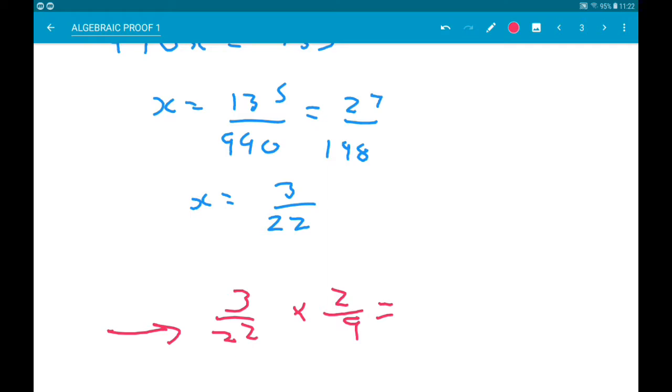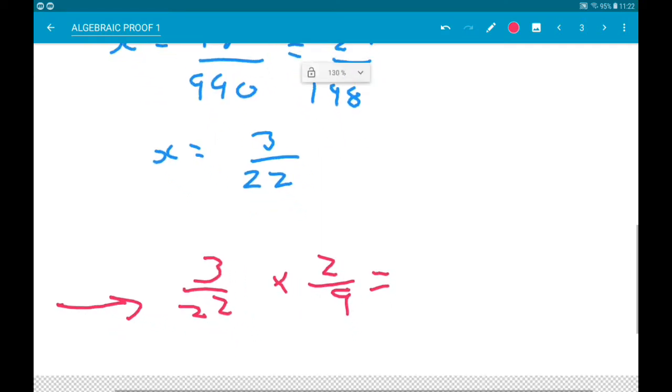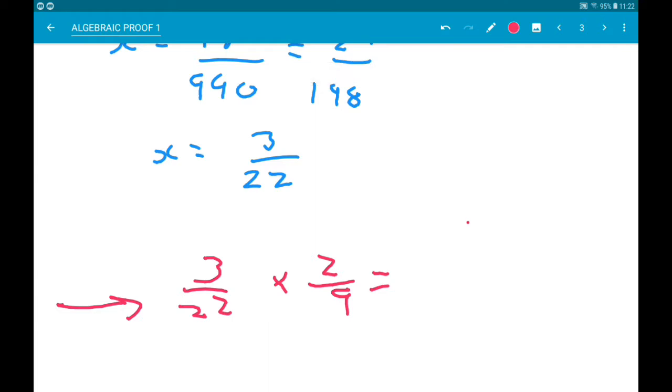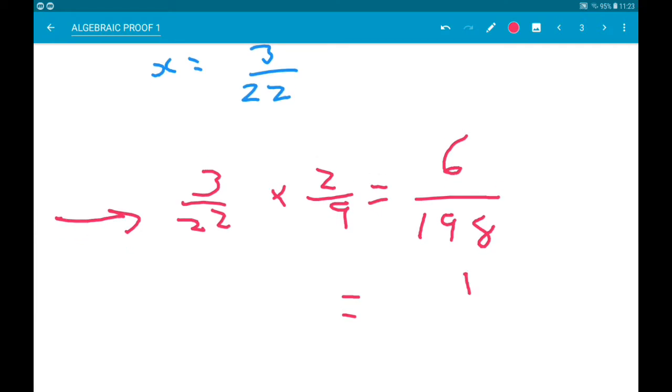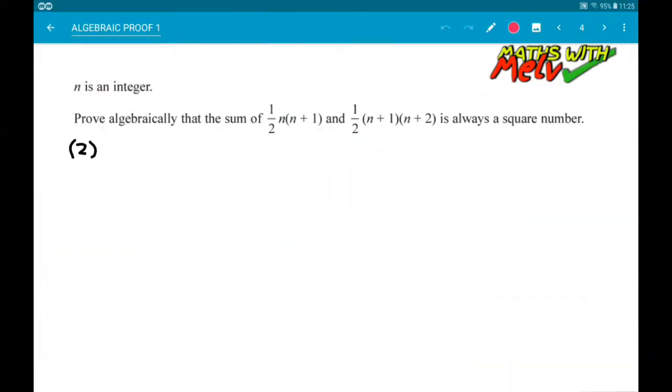So that's going to give us 6 on top. And on the bottom, 9 times 22 is 198. Now we have a common factor there of 6. So this does indeed go down to 1 over 33. We've done it.